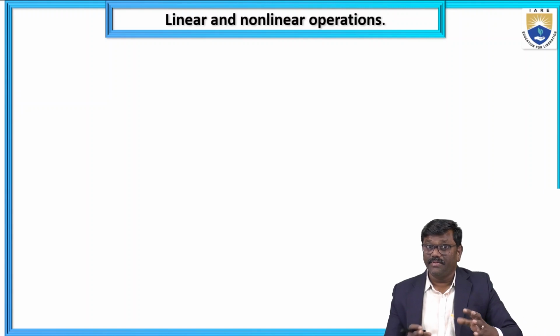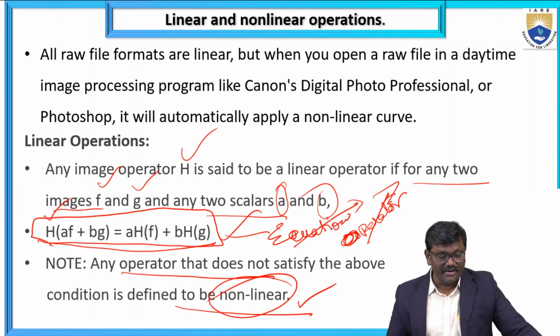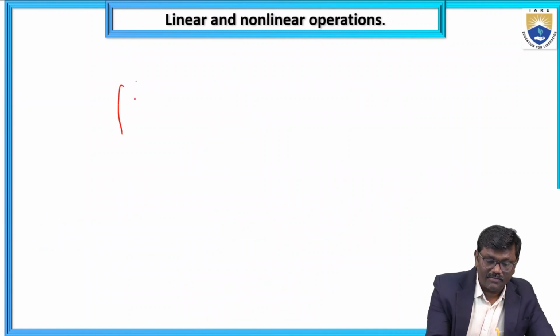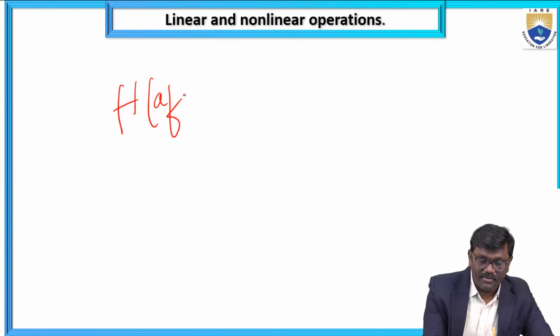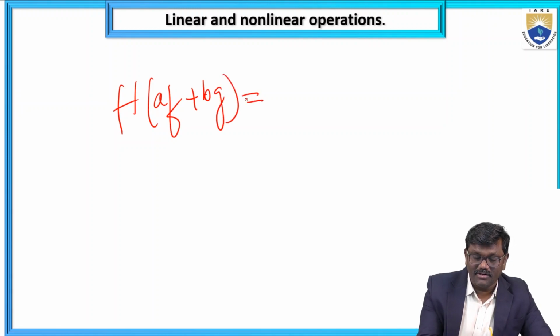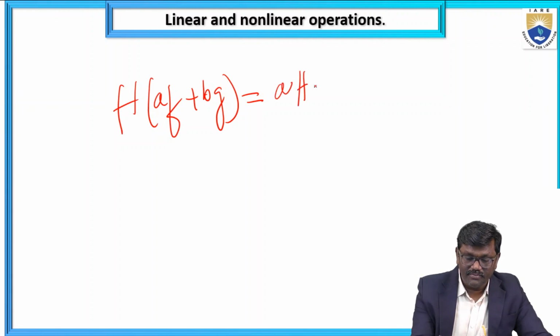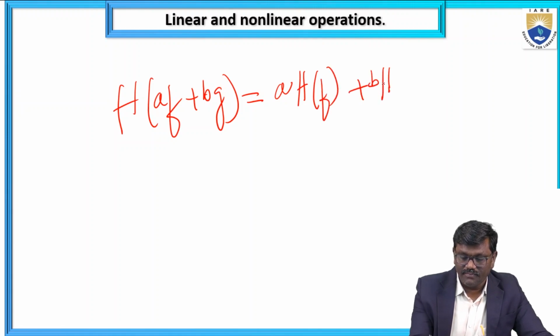the relationship between linear and non-linear, which I say here: H of aF plus bG. What do you mean by this? H of aF plus bG. So you may say, applying the convolution process here, where a is a scalar value, H of your F plus b H of your G.